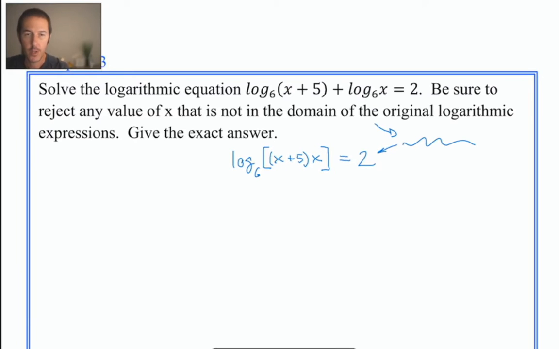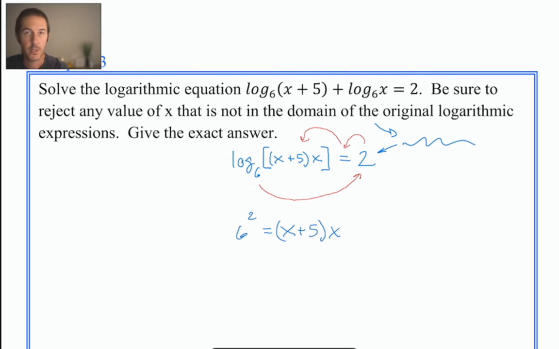So when I read this equation, here's how I read it. I start with my base of 6, and it's going to hold up my exponent, which is the 2. So 6 to the second power equals, and then this argument, all of it, is going to be my answer. So we have 6 to the second power equals x plus 5 times x.